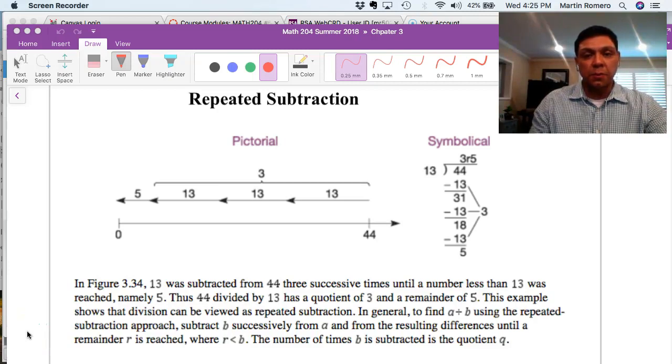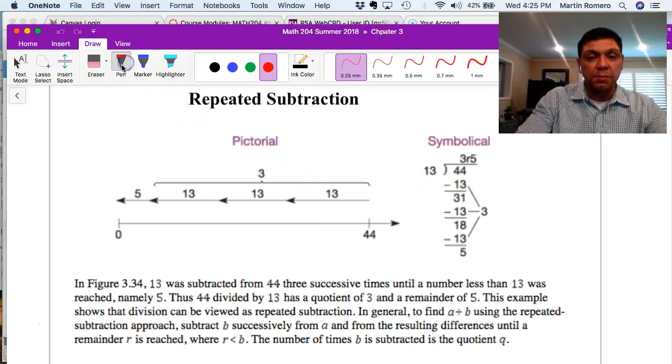This video is on repeated subtraction. It's from the section on multiplying and dividing whole numbers from our class, and this is the last example from our notes. In this section, we're taking a look at how we could do division using repeated subtraction.